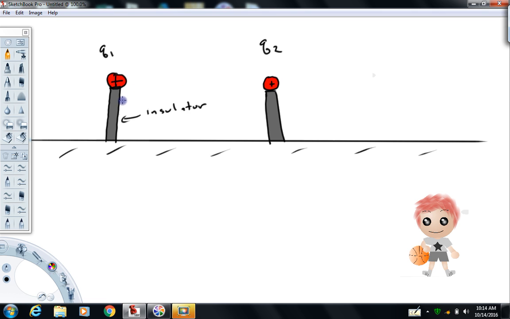Imagine that these charges are connected rigidly to a couple of bars, which are insulators, meaning that they're not going to let any of that charge leave this point charge. Same thing here. So imagine basically they're glued down, can't go anywhere.